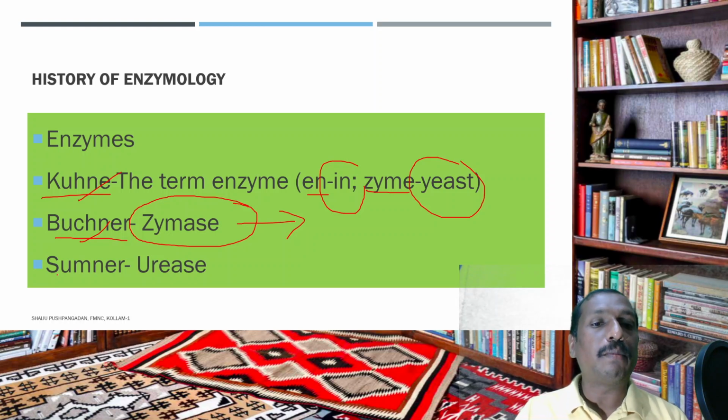Then another biochemist, Sumner, was successful in isolating an enzyme, and the name of the enzyme is urease. So the term enzyme was proposed by Kuhne, derived from the Greek words en and zyme. Buchner identified the first enzyme from yeast, zymase. Sumner isolated an enzyme from an organism for the first time, and that enzyme is urease. This is a brief account of the history of enzymology.